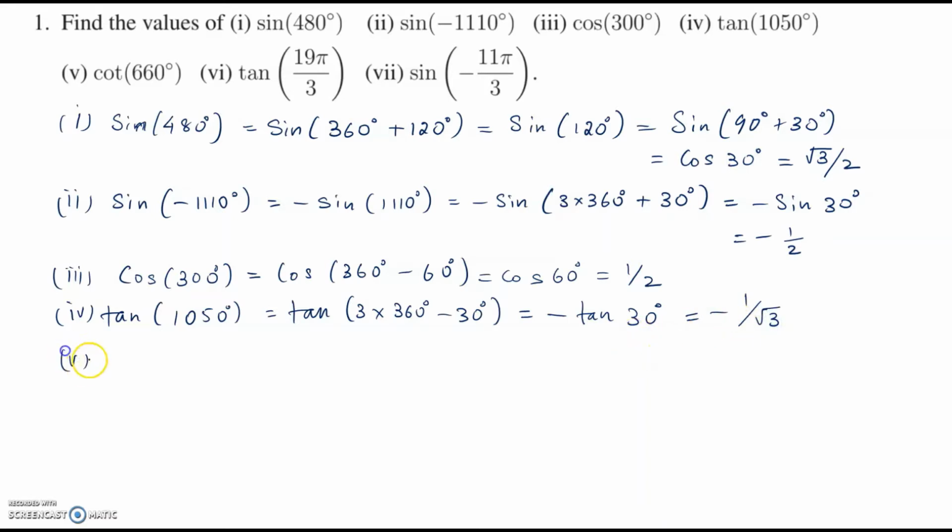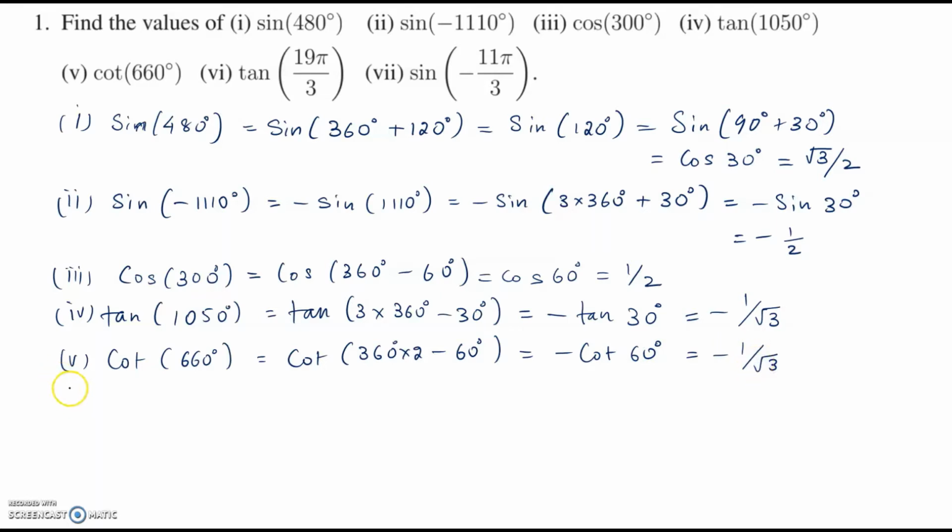Question number 5. Cot 660 degrees. So we can rewrite 660 as cot of 360 times 2, which will be 720, minus 60 degrees. So we know that cot of 360 minus theta is minus cot theta. So this will be minus cot 60 degrees, which is equal to minus 1 by root 3. Question number 6.